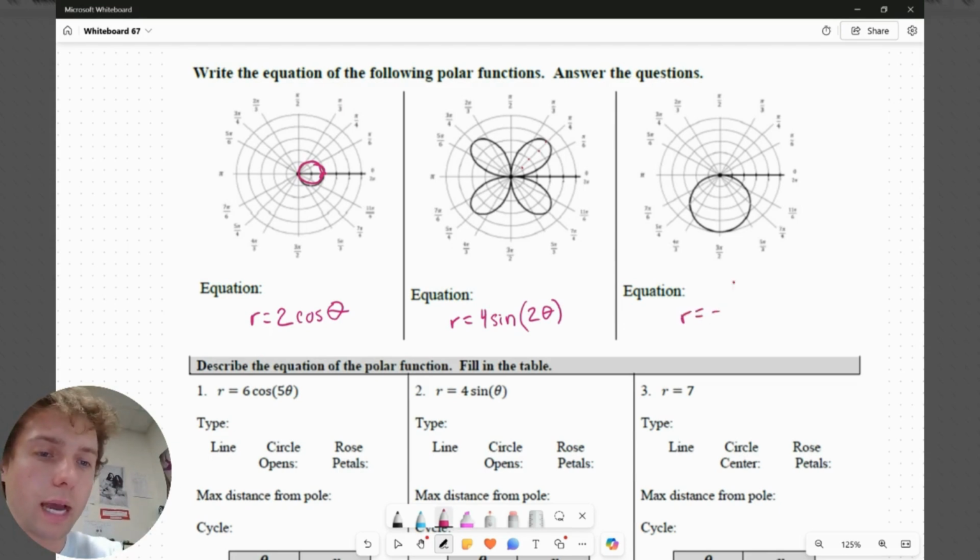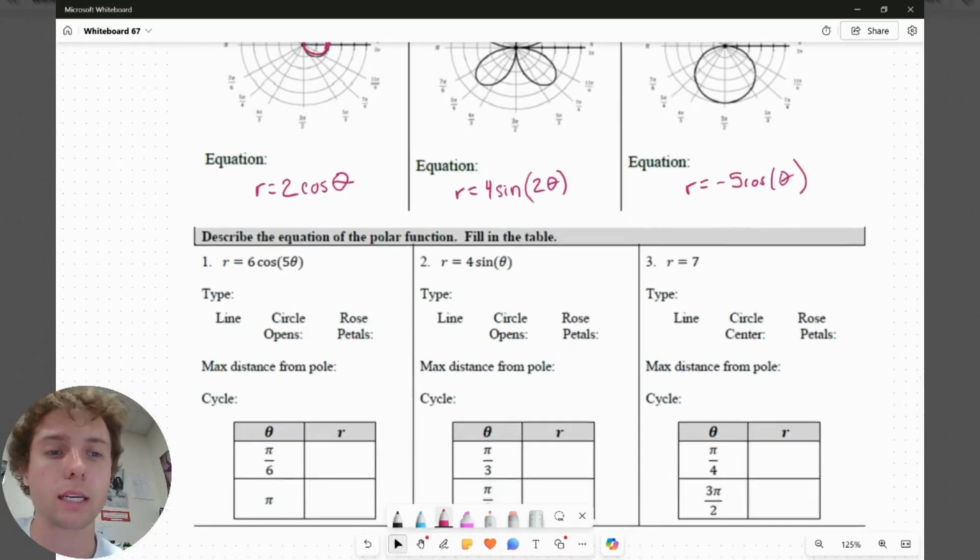And then we could look at this last one. How many down is that? 1, 2, 3, 4, 5. Notice it's negative because it's opening down now. Just 1 petal though, so I'll leave it as a circle.